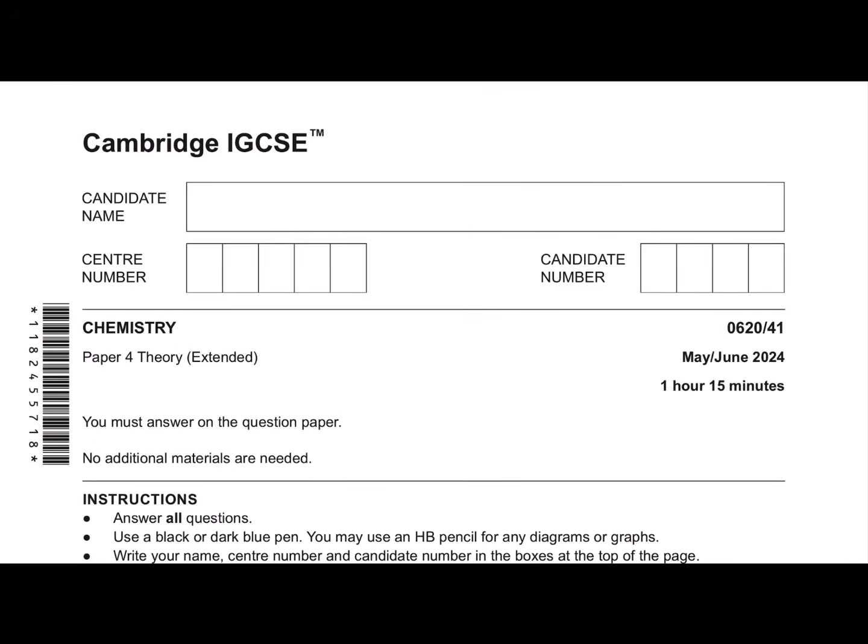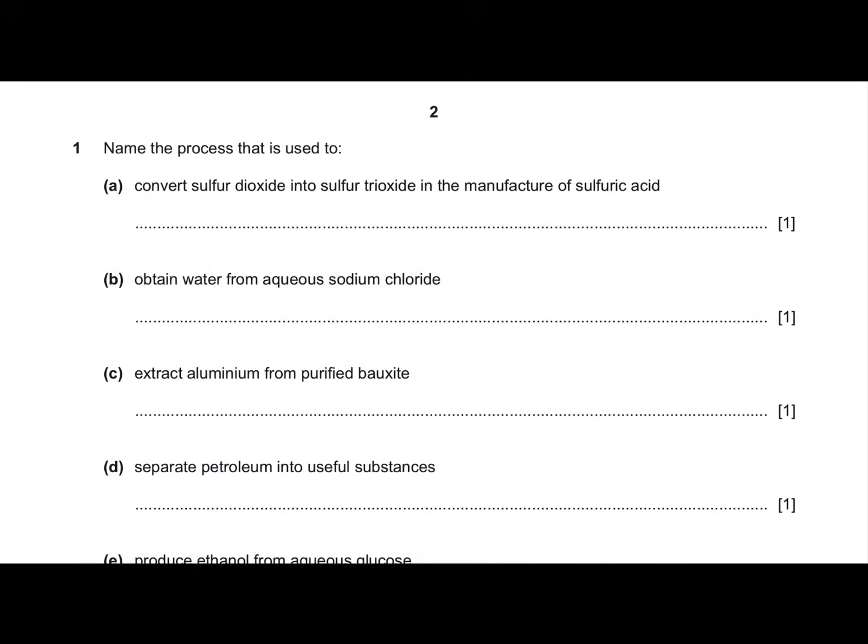Today we are going to be solving Chemistry Paper 4 0620 May June 2024. Let's begin. Question number 1. Name the process that is used to convert sulfur dioxide into sulfur trioxide in manufacture of sulfuric acid. So this entire process is known as contact process.